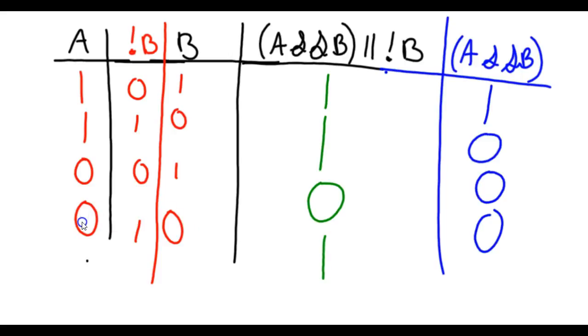No, I'm looking at the A is false and B is false. Oh, I'm sorry. You're right. My fault. You're right. A is false and B is true gives me the false. Yeah, got it.